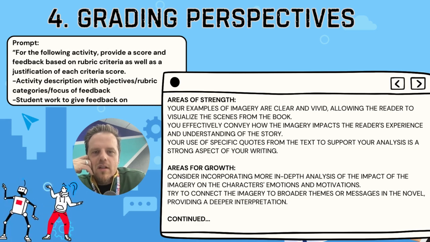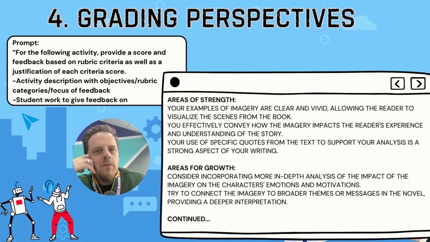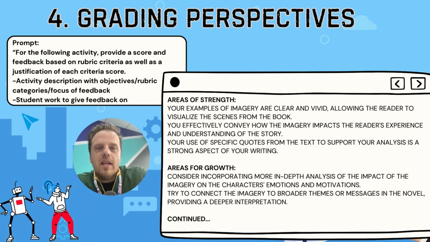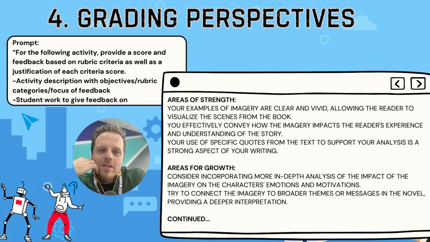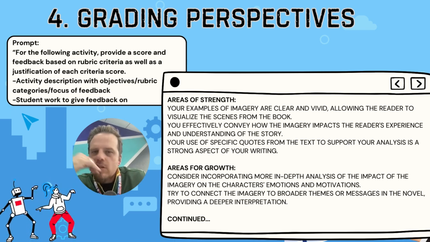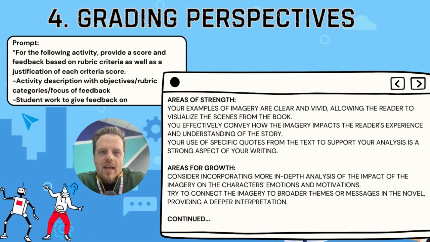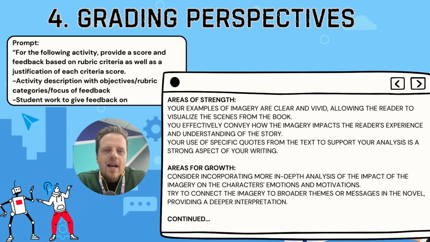Here are the areas of strength, growth, and continued. The prompt would spit out something like that. It would be very specific to the criteria that you put in as far as the rubric, expectations, and things like that. So this is it: 4 ways to get feedback and use AI as a teaching partner.